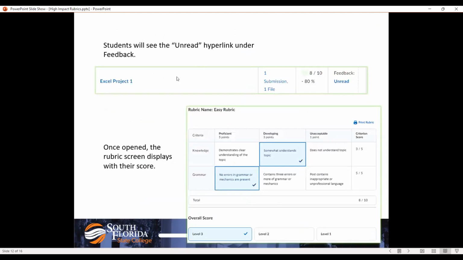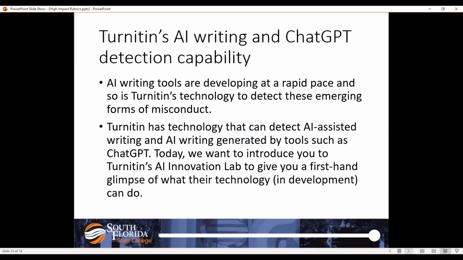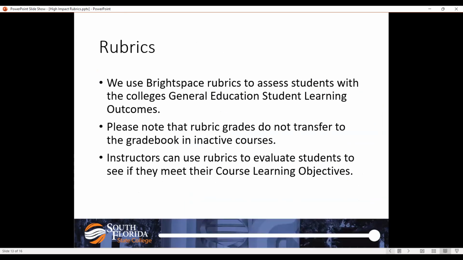The students will see this in their Dropbox. They'll see feedback unread. When they click on that, once opened, the rubric will show and they'll see how they were graded. This is where that feedback could come in and they could see that also. Oops, let me go back one.